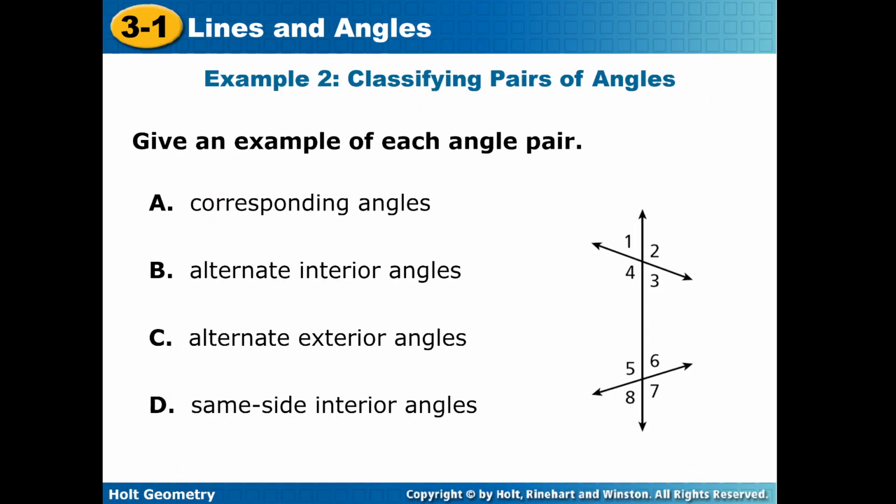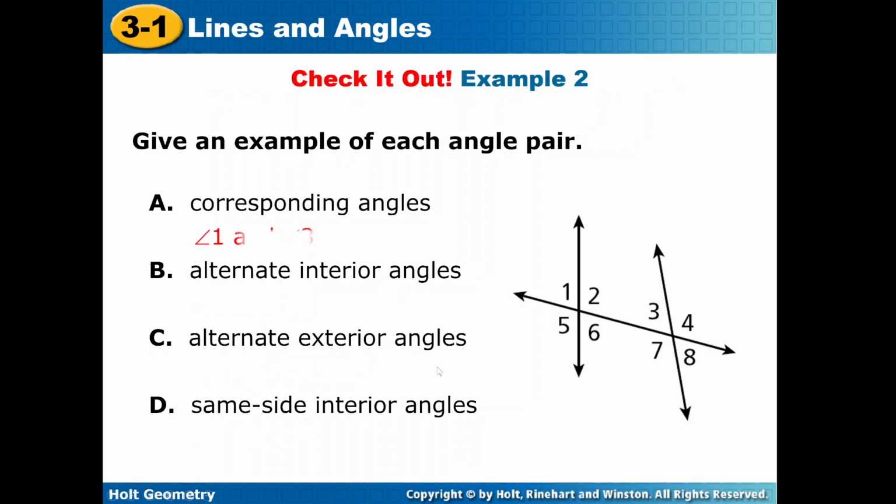Okay, so now check it out. For corresponding angles, we have angle 1 and angle 5. Alternate interior angles, we have angle 3 and 6, facing opposite of each other inside those two lines along the transversal. Alternate exterior angles would be angle 1 and angle 7, or angle 2 and angle 8. Same side interior angles are 4 and 5, or 3 and 6. Here are more examples that you can practice.